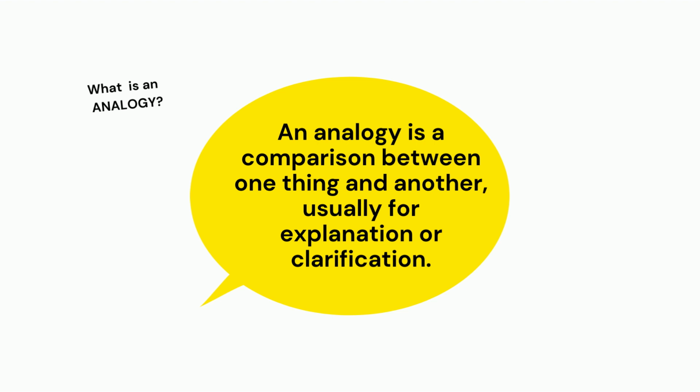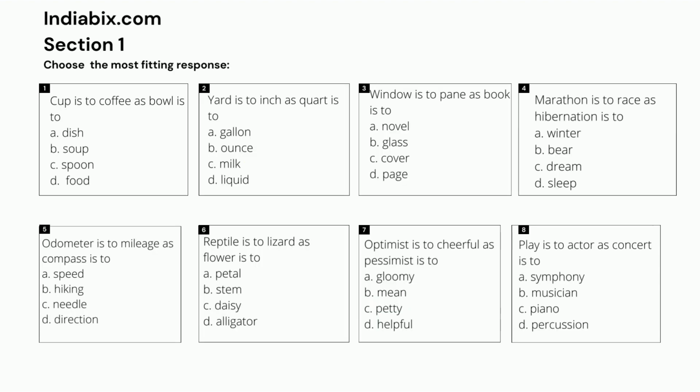So are you getting the gist of what these analogies are about? We're going to be looking at a few right now. Okay, we have two sections. Section one has 8 items. Section two also has 8 items.